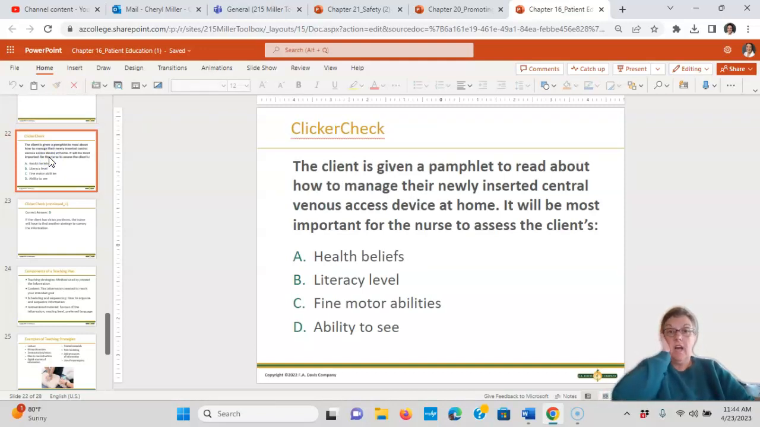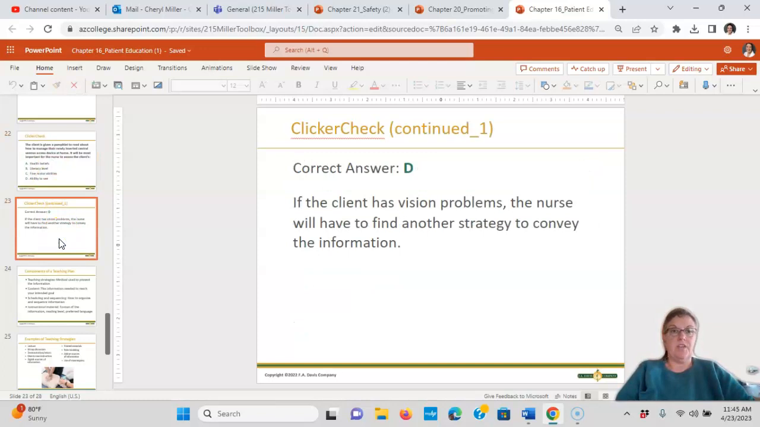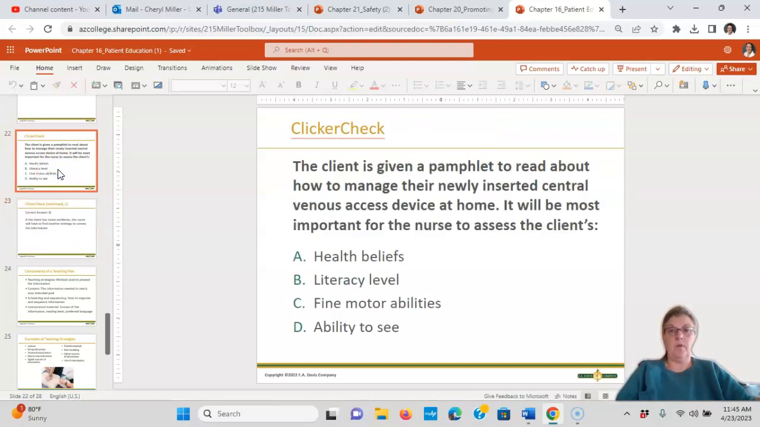So a clicker check. A client is given a pamphlet to read about how to manage their newly inserted central venous catheter device at home. It will be important for the nurse to assess the clients. So if you're giving them a pamphlet to read, what would you want to assess? We just talked about this. You definitely want to make sure that they don't have a vision problem. So if you're giving them a pamphlet, they have to be able to read and be able to see to read it, right?